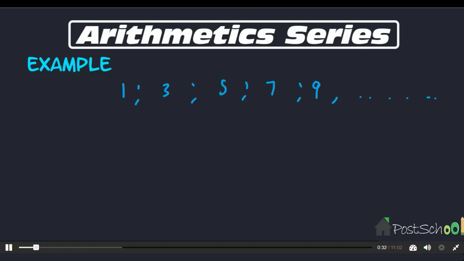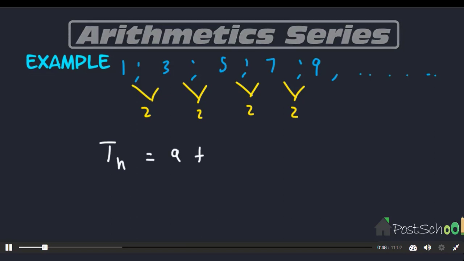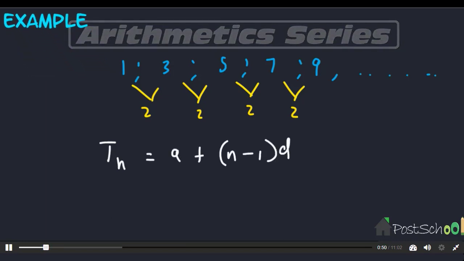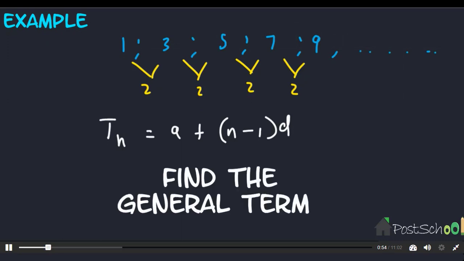We now know how to find the general term of this sequence. We know that we first have to find the difference. So this is going to be 2, 2 and 2. Okay. And when we want to find the general term of the sequence, we are just going to write Tn equal to a plus n minus 1 times d. But let me leave that to you to try to find the general term of this sequence.